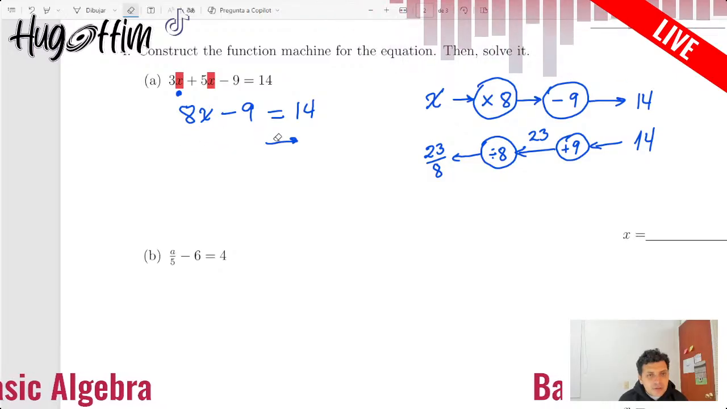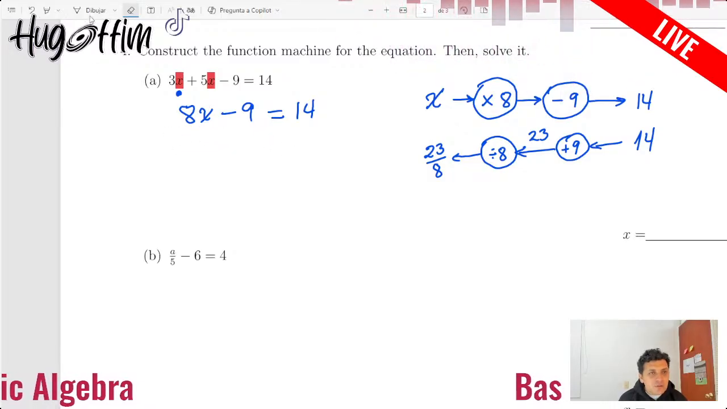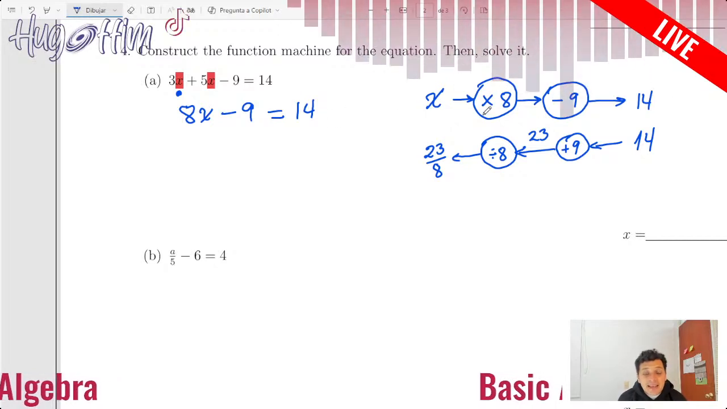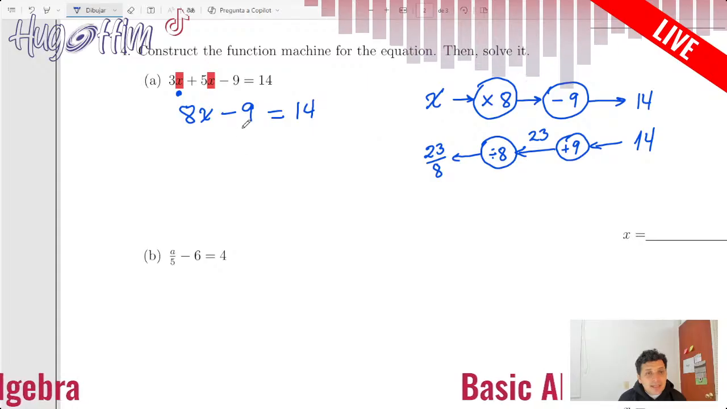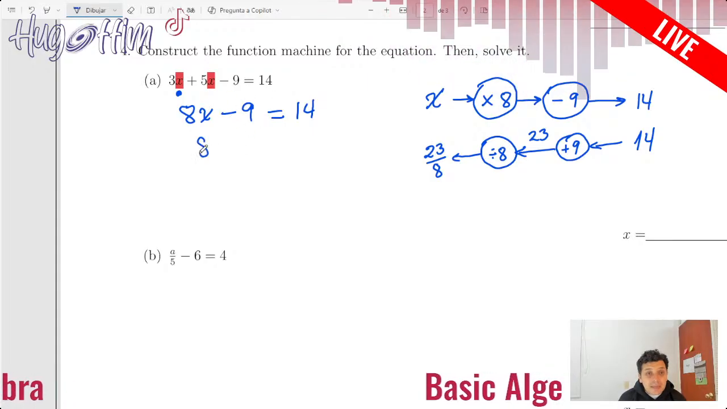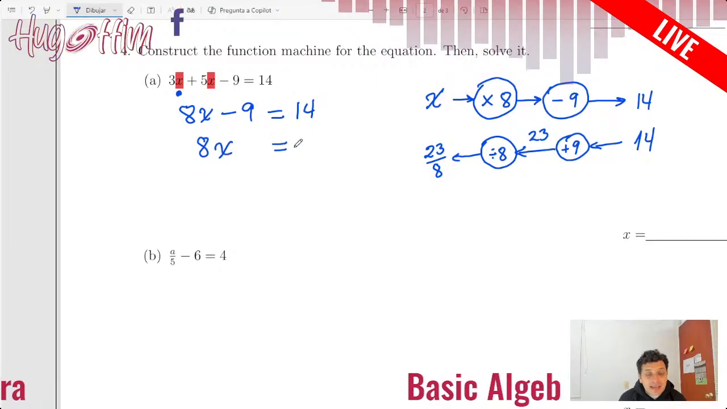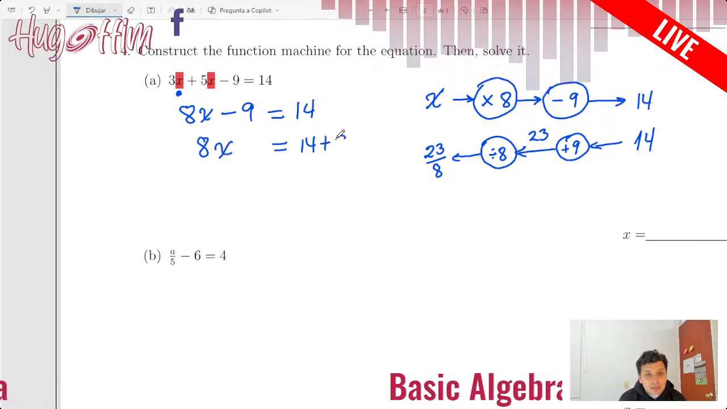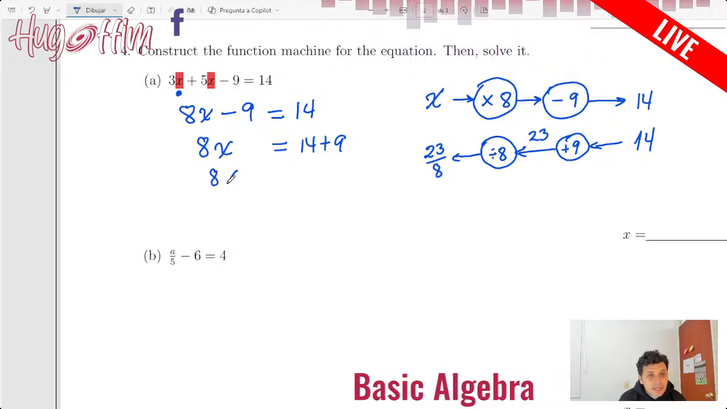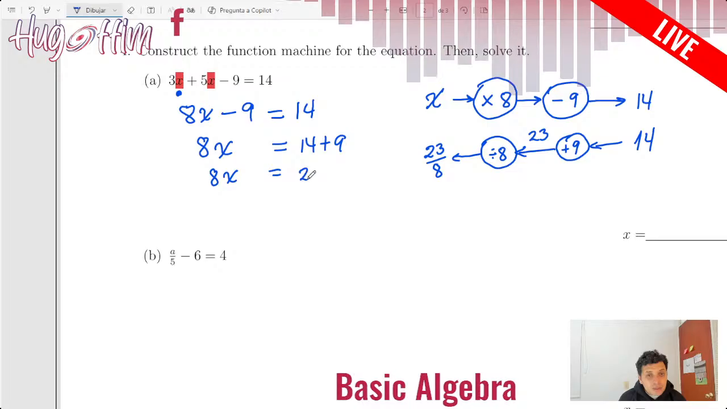However, after you do the function machine, you know what the inverse operations are that I need to apply. So the number that is being subtracted here, this 9, must now be added, because it must be the inverse operation on the other side. And I got 8x equals 23.